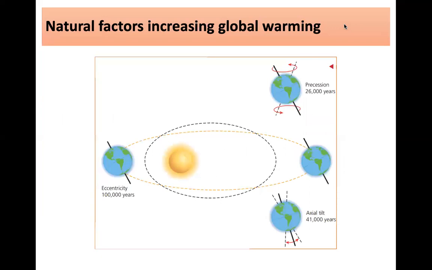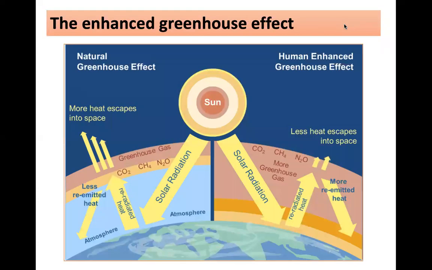So here are the Milankovitch cycles in a diagrammatic form. Your eccentricity, 100,000 years to go circular to elliptical and back to circular. 26,000 for one wobble, so that's the precession, and the axial tilt from 21.5 to 24.5 takes 41,000 years.